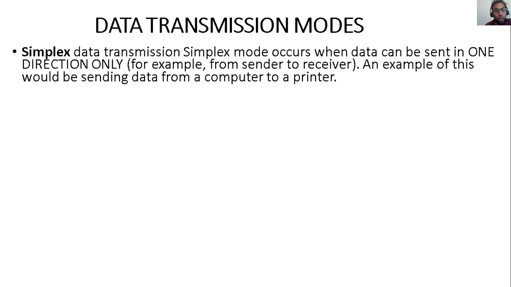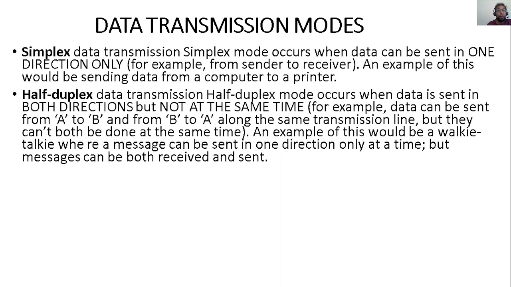The first data transmission mode is simplex. Simplex is a transmission mode in which data transmission occurs in one direction. For example, the sender can send data to the receiver, but the receiver cannot send data back to the sender. An example is sending data from a computer to a printer, because the printer does not give a command back to the computer. Or the most common examples are radio transmission or television transmission. Those are examples of simplex data communication.